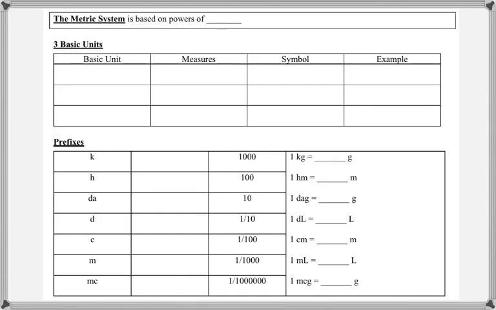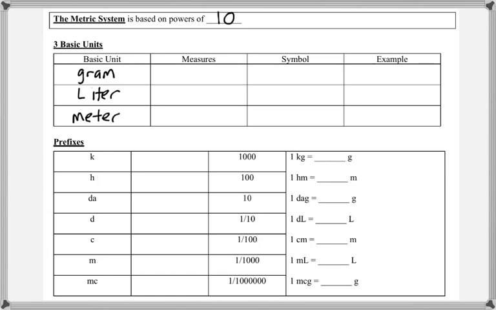This section also covers the metric system. So the metric system is based on powers of 10. And there's lots of different units in the metric system, but they're all based on three basic units. And that is the gram, the liter, and the meter.